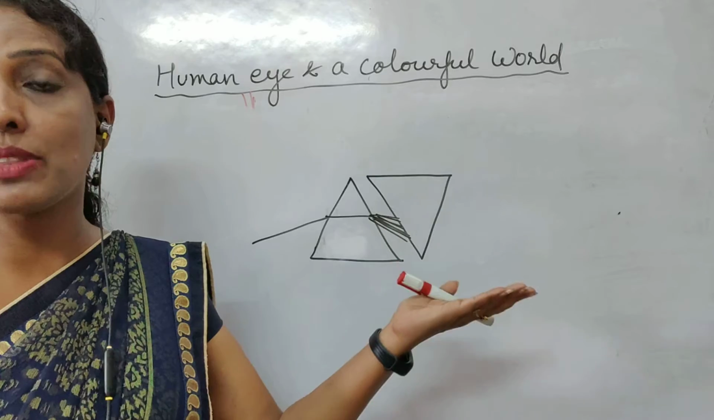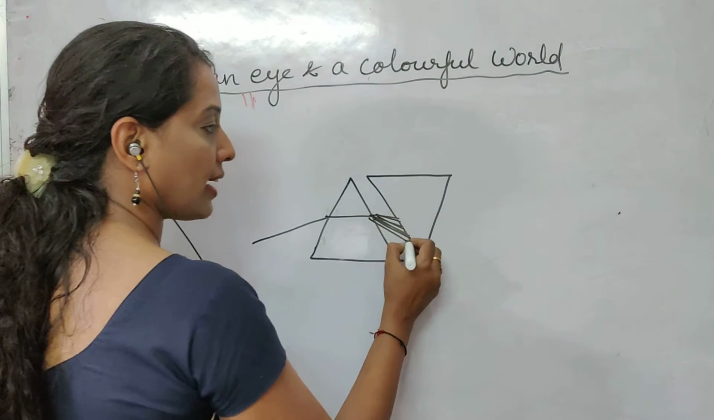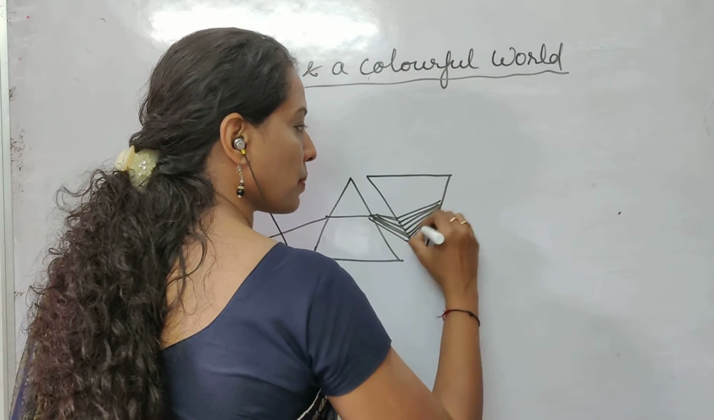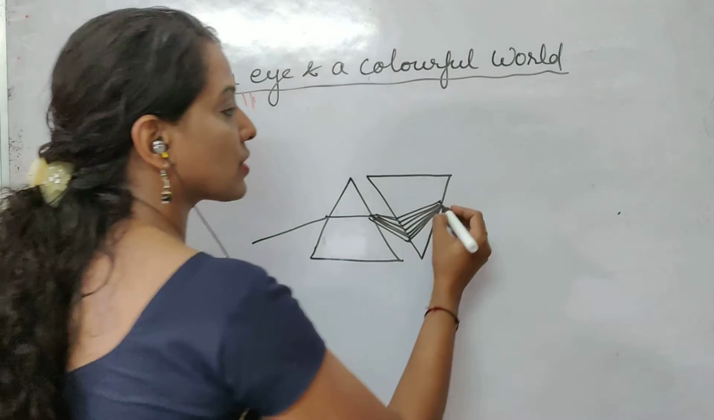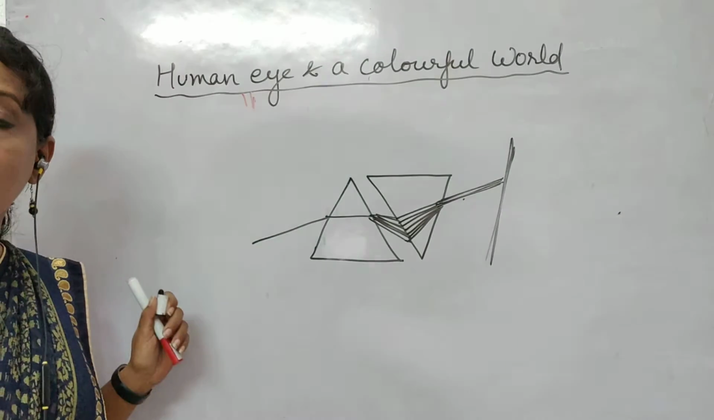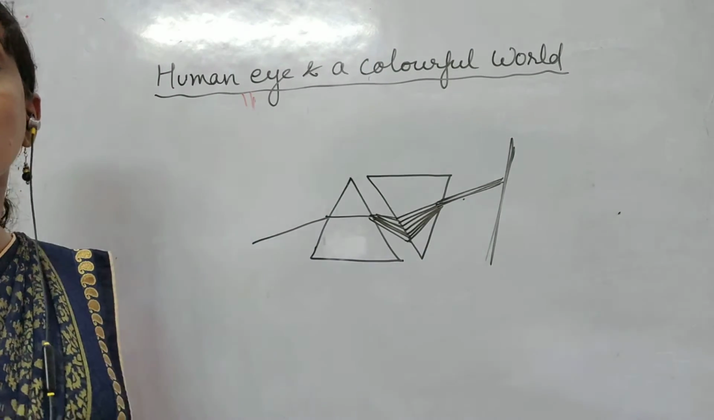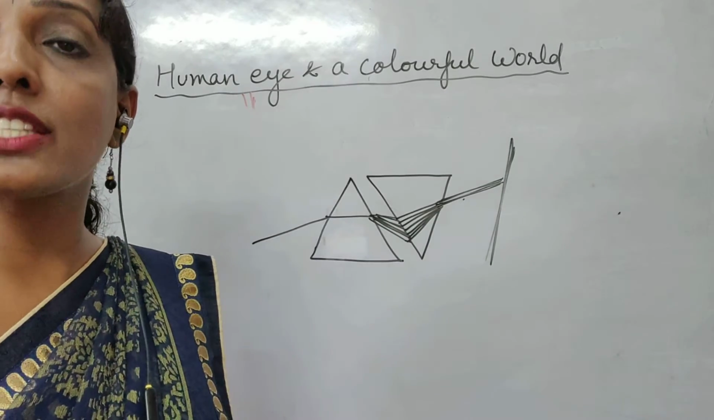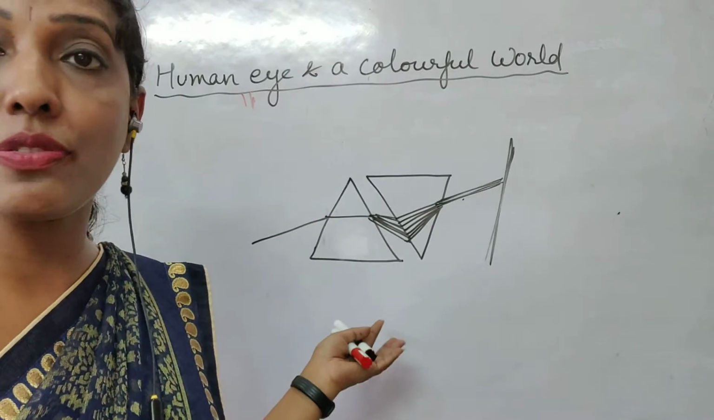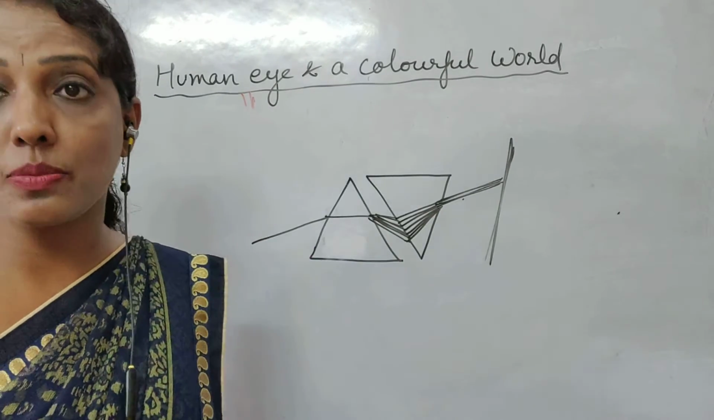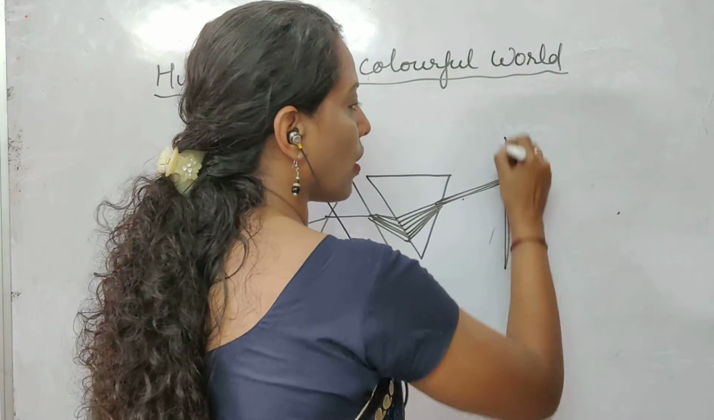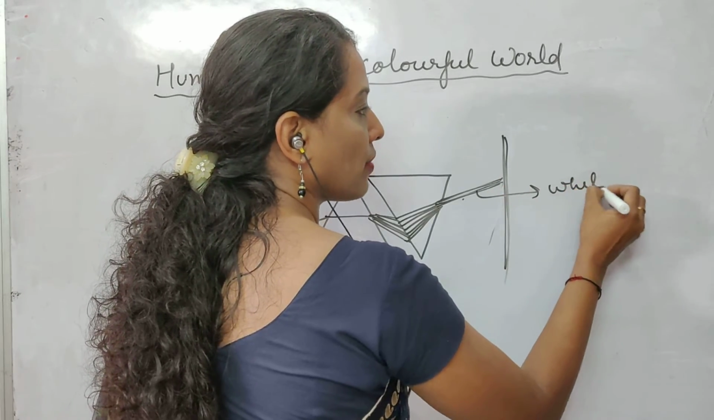From here also the same thing would be expected, but it was not like that. When the light got refracted from the second prism, it got converted into a single white light. The white light beam, after refraction, passed again through the second prism. So on the screen, what you get is a single white light.